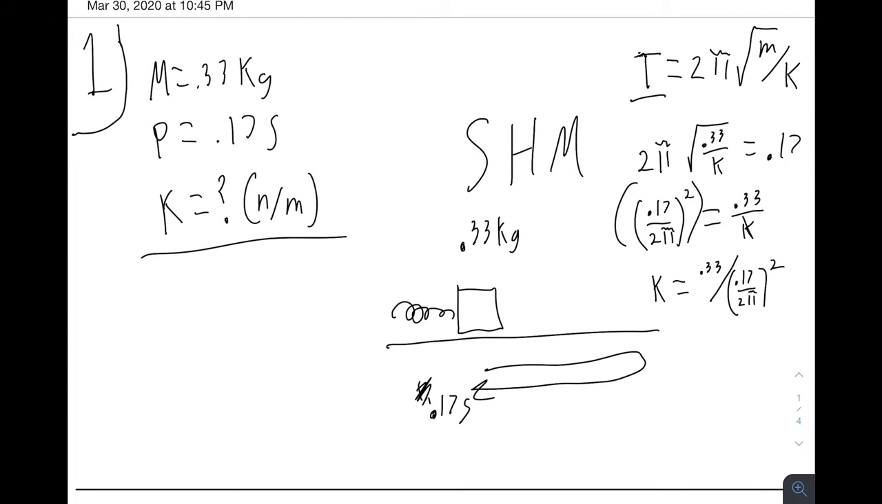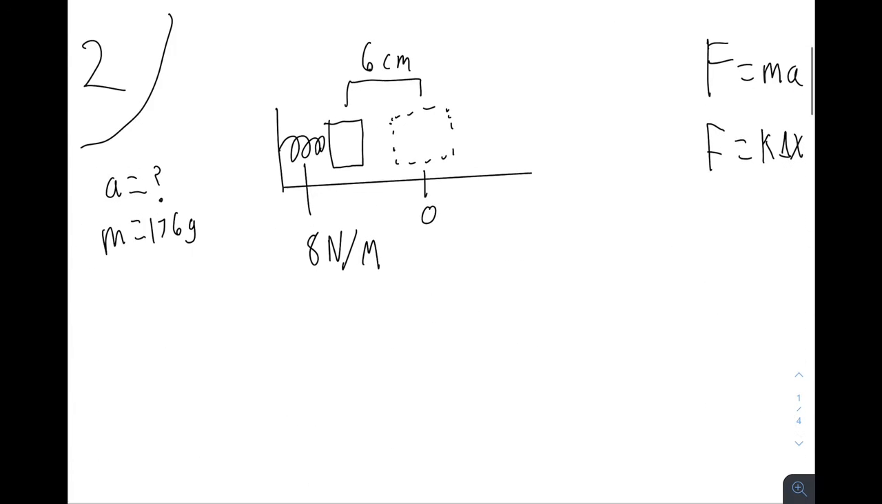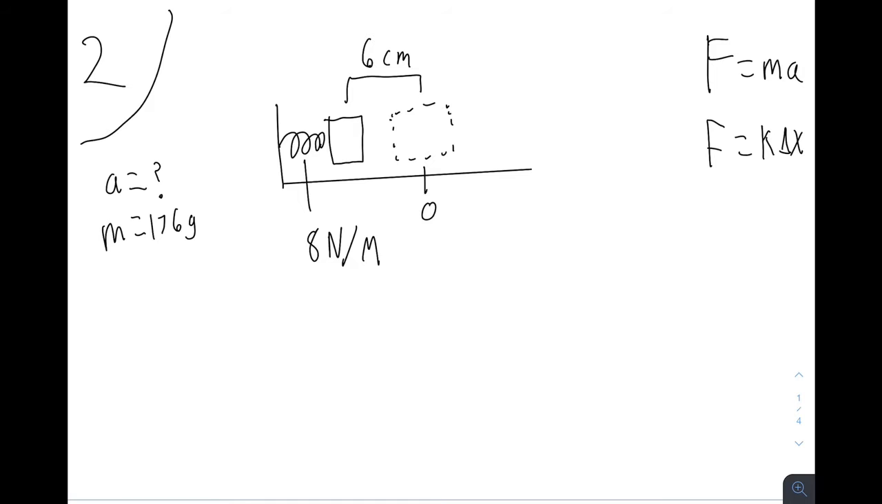That will give you the k value given the mass and the period of a spring mass system oscillating horizontally on a frictionless table. Here's another scenario. Let's say we have a block of mass 176 grams, pulled back 6 centimeters, and then set to freely oscillate back and forth. And we are trying to find the maximum acceleration.